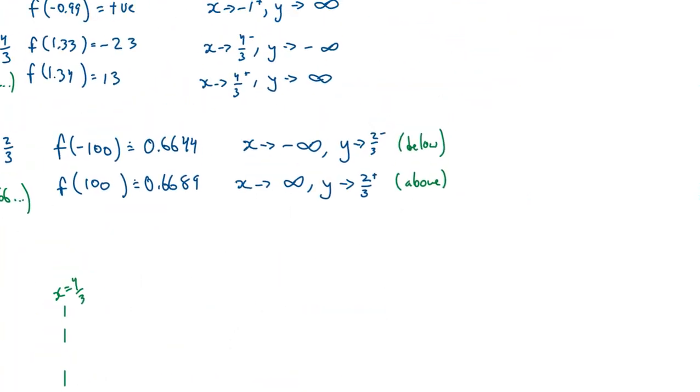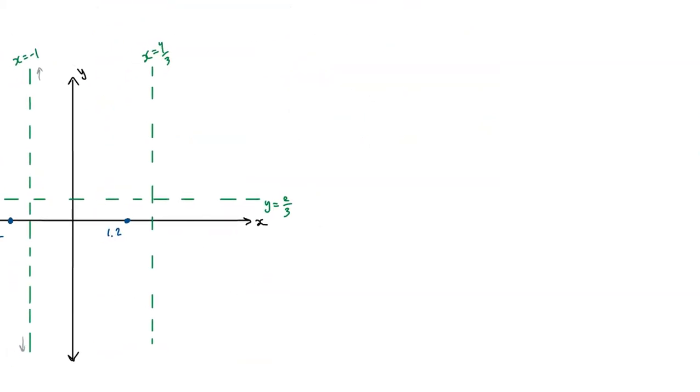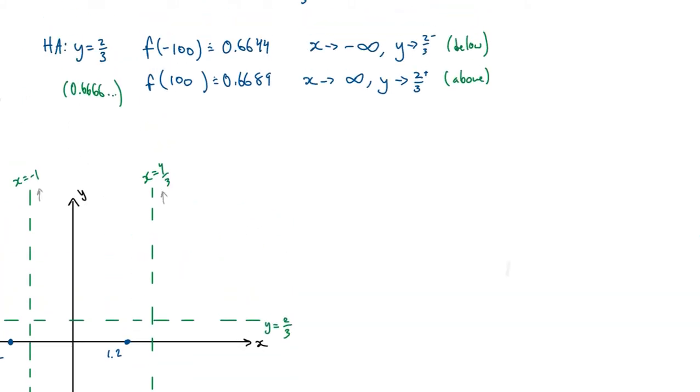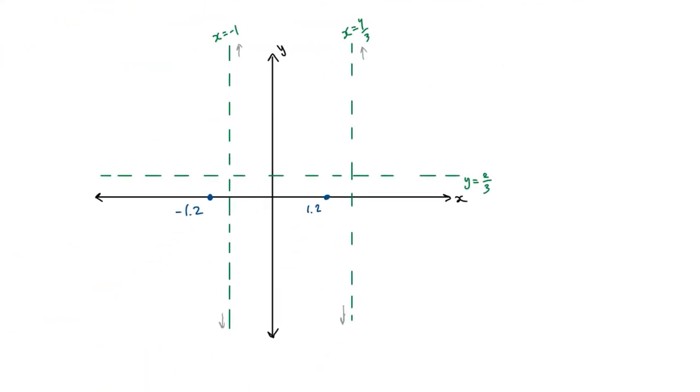And the other one, again, as we're approaching from the left, we're going down. As we're approaching from the right, we're going up. And finally, for the horizontal asymptote, to the left, we're below, and to the right, we're above.